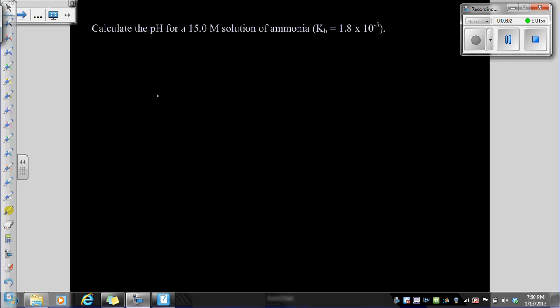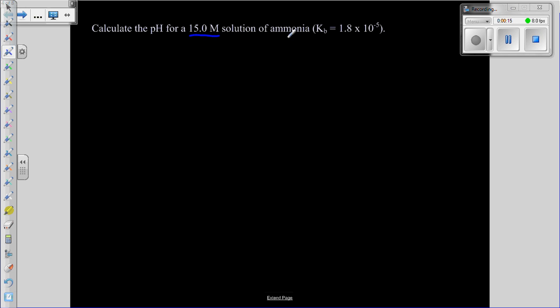This video is going to show you how to calculate the pH for a solution of a weak base. So we've got a concentration, we have a substance, and this substance is ammonia. And we know that ammonia is weak because it is not a group 1 or Sc, Ca, Sr, Ba hydroxide. We also know that it's weak because a Kb is given.